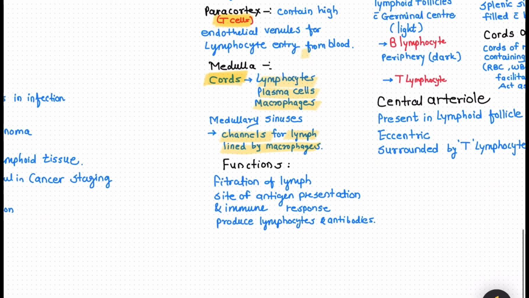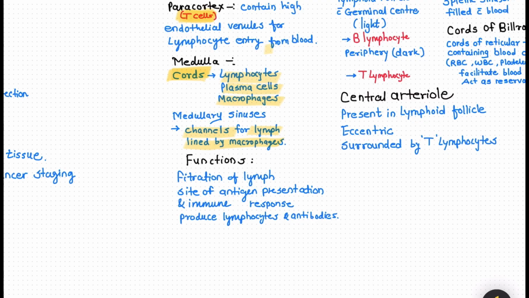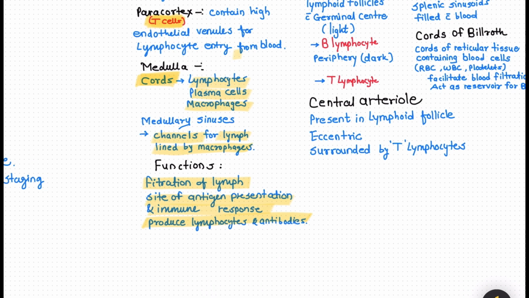What is the function of lymph node? So it filters lymph. It is a site of antigen presentation and immune response, and also produces lymphocytes and antibodies. Very important function. Okay. It filters lymph and it is also an active site of antigen presentation and immune response, and it also produces lymphocytes and antibodies.